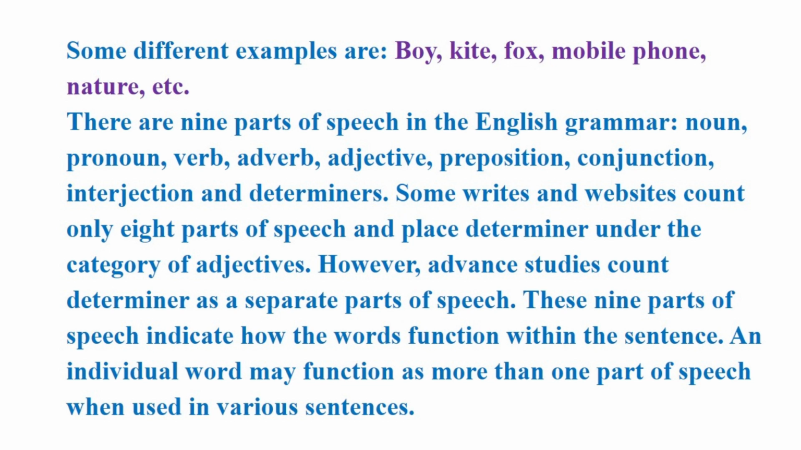There are 9 parts of speech in English grammar: noun, pronoun, verb, adverb, adjective, preposition, conjunction, interjection and determiners. Some books and websites count only 8 parts of speech and place determiners under the category of adjectives. However, advanced studies count determiners as a separate part of speech. These 9 parts of speech indicate how the words function within the sentence. An individual word may function as more than one part of speech when used in various sentences.